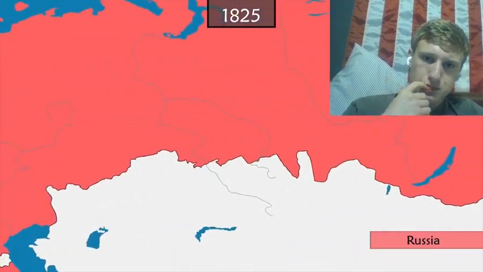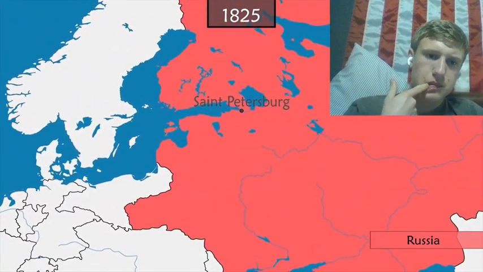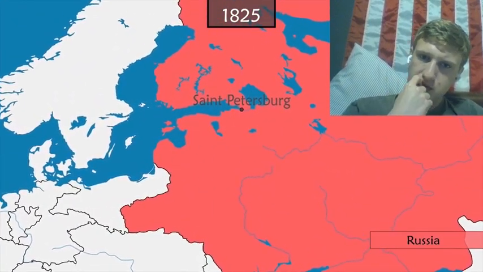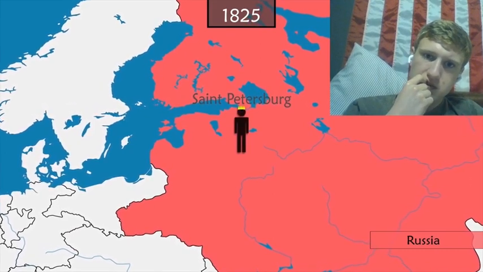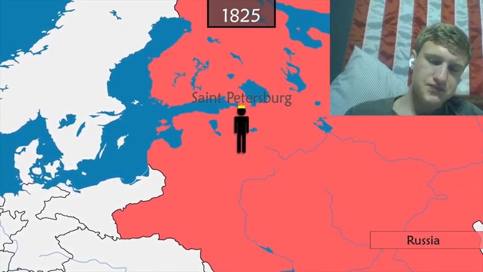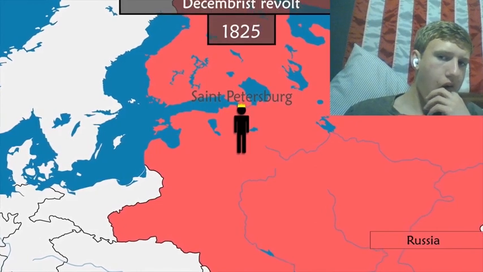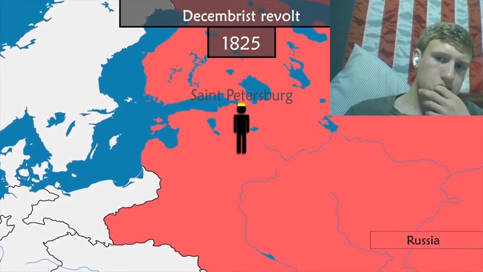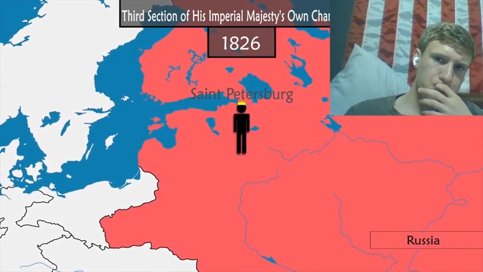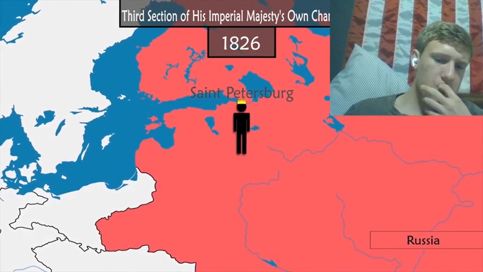After the death of Alexander I, his successor Constantine refuses to take the throne. His brother Nicholas then becomes the new emperor. But as soon as he takes power, he narrowly avoids a military coup. In response, he strengthens the autocracy and surveillance in the country.